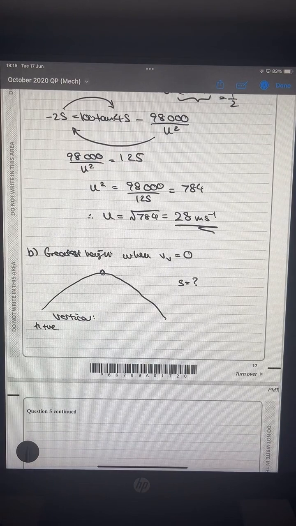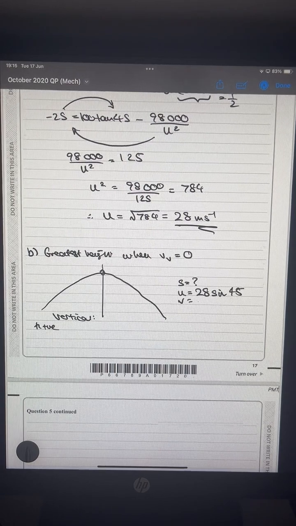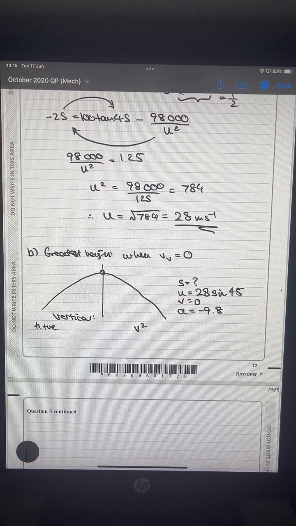Remember, write your Suvat values. U is going to be equal to 28 sine 45, like we did in part A. The final velocity at this point is 0 because that is when greatest height is reached. Acceleration is negative 9.8 because I've taken up to be positive. What equation links S, U, V, and A? That is V squared equals U squared plus 2AS.